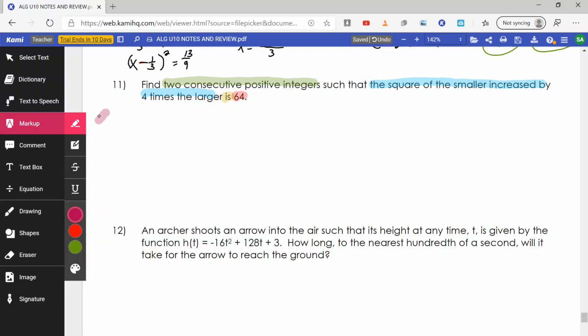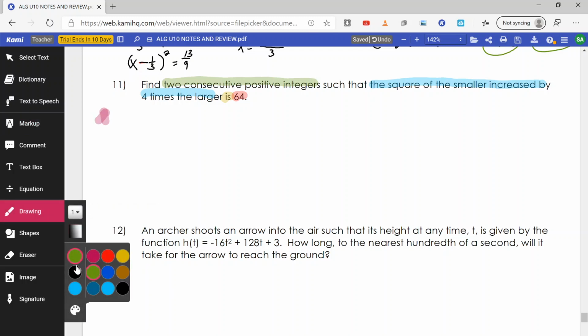So we don't know what the 2 consecutive positive numbers are. However, we can say x is the first number, and x plus 1 is going to be our second number. They go in order, so if our first number is 1, that means our second number is 2, because 1 plus 1 gives me 2. Same if our first number happened to be 4, the next positive number would be 5, because 4 plus 1 gives me 5. So there's where I get x plus 1.